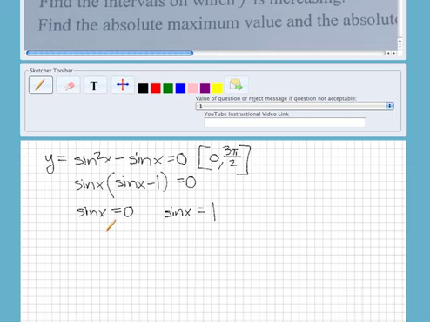So the values that satisfy this, I hope you know your unit circle well, because that is going to be huge on this type of problem. So if you don't know your unit circle too well, make sure you memorize it. Make sure you study it.